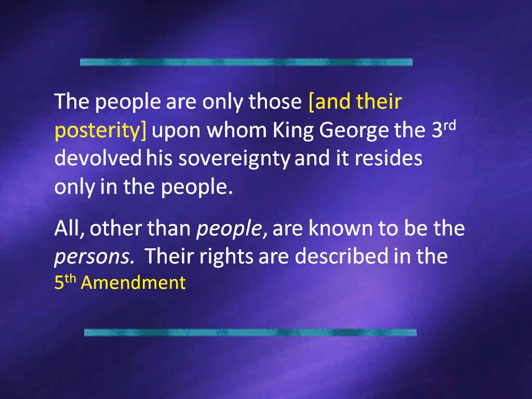The people are only those and their posterity upon whom King George III devolved his sovereignty, and it resides only in the people. All other than people are known to be the persons, and their rights are described in the Fifth Amendment. From the Declaration of Independence, we learn that all men are endowed with certain unalienable rights, and that among these are life, liberty, and the pursuit of happiness. These are natural rights, and we refer to them as civil rights.